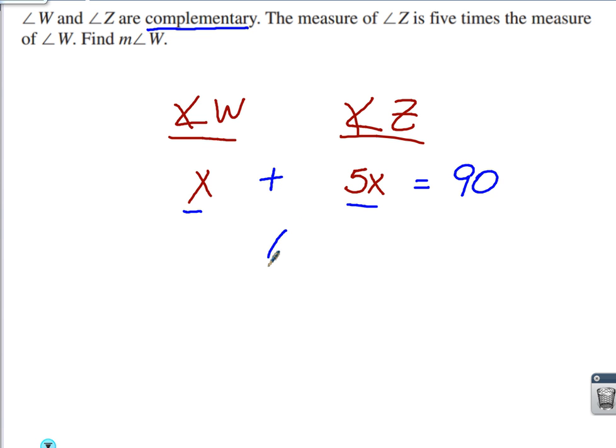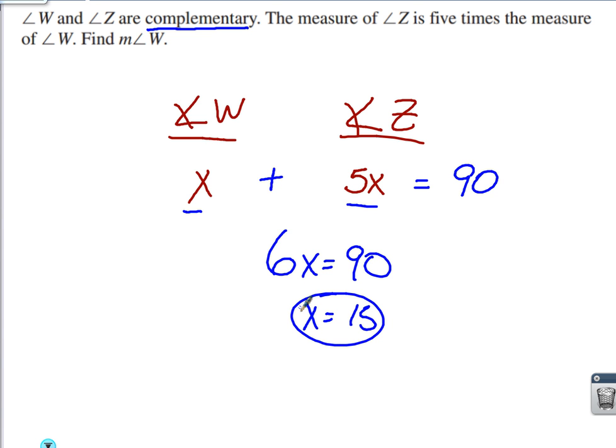Like terms, x and 5x gives you 6x is 90. Divide by 6, you get x is 15. Now think about what x is. Going back to your original problem, the measure of angle w is no longer x. The measure of angle z is no longer 5x. The measure of angle w is now, in the place of x, 15 degrees. The measure of angle z is no longer 5x, it's 5 times 15, which is 75 degrees. So therefore, there's your two angles. The measure of angle w is 15, the measure of angle z is 75.